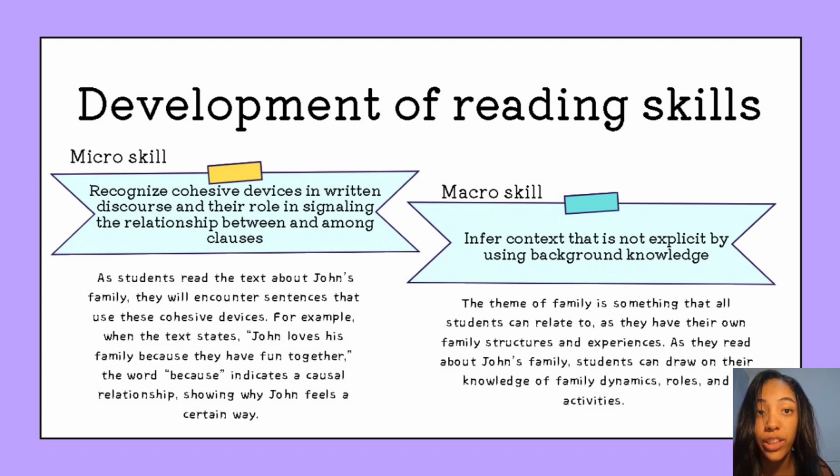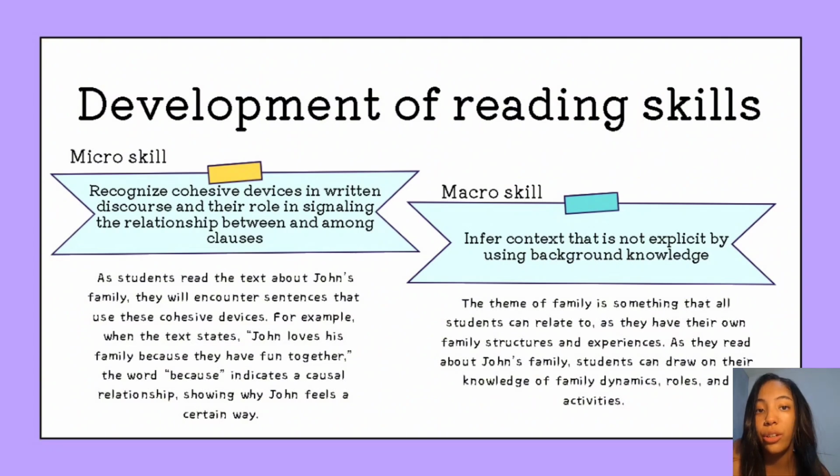As students read the text about John's family, they will encounter sentences that use these cohesive devices. For example, when the text states, John loves his family because they have fun together, the word because indicates a causal relationship, showing why John feels a certain way. By identifying these cohesive devices, students will learn how they function to connect sentences and clarify relationships between ideas, which enhances their comprehension of the texts.